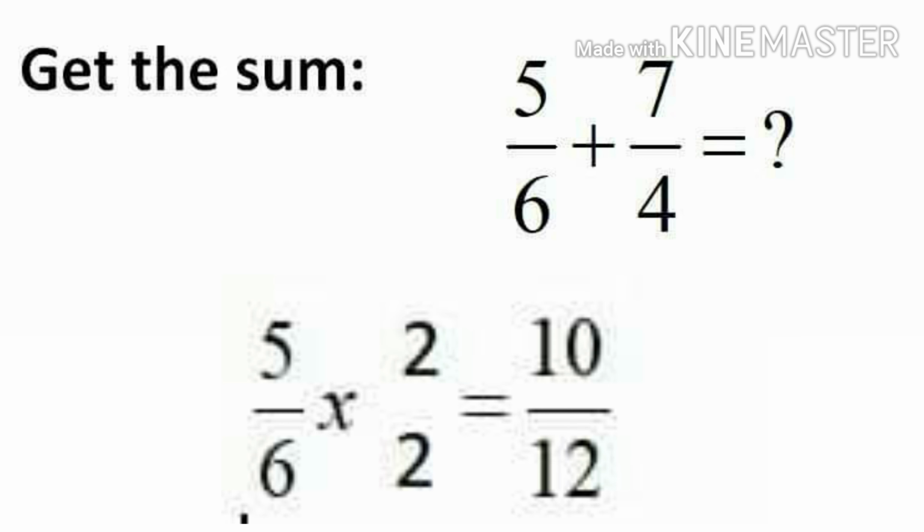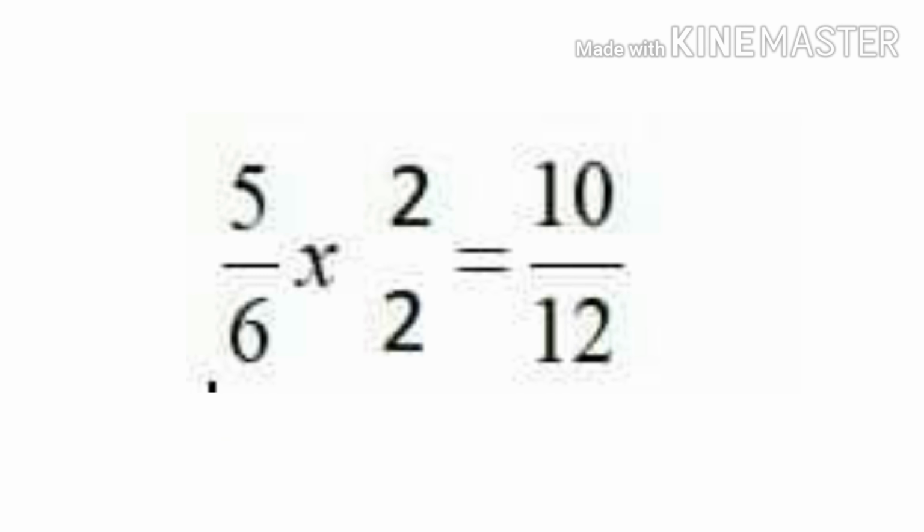Now, how will you turn the denominator 6 into 12? You're right. You need to multiply this one by 2 in order for it to turn into 12. So do the same with your numerator. Whatever number you multiplied to the denominator or the bottom number, you will also multiply that same number to the upper number or our numerator.